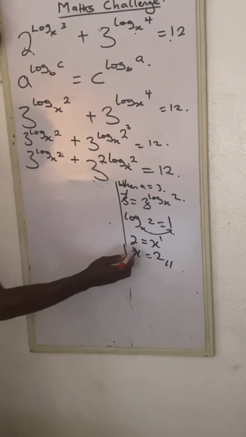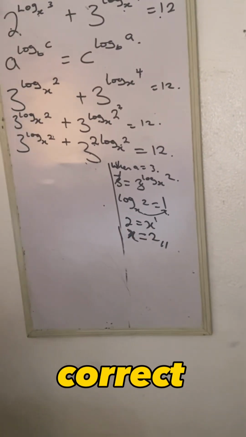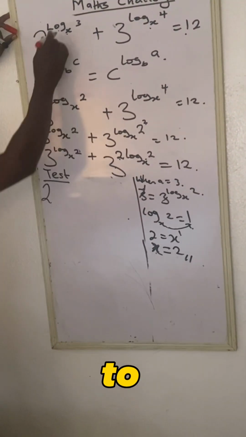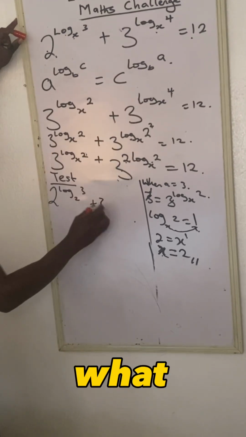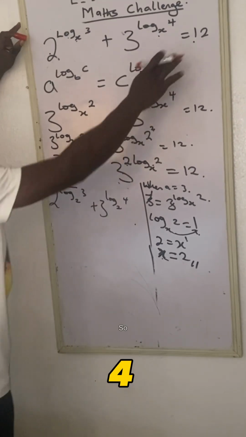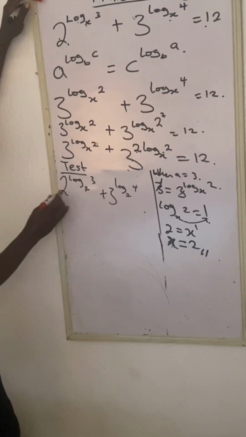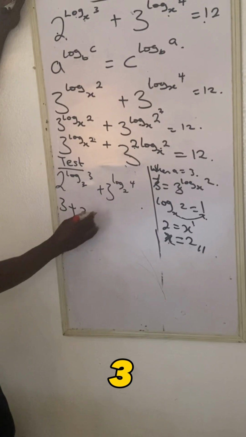So when our s is equal to 2, we want to test whether we are correct or not. So let's test. The first one now, since s is 2, I want to put it there. 2 log base 2 of 3 plus what do you have? 3 log base 2 of 4. If you can solve this and our answer is 12, we are correct. So let's continue. When this and this are the same, there's one log, the answer is 3. 3 plus 3 log base 2.